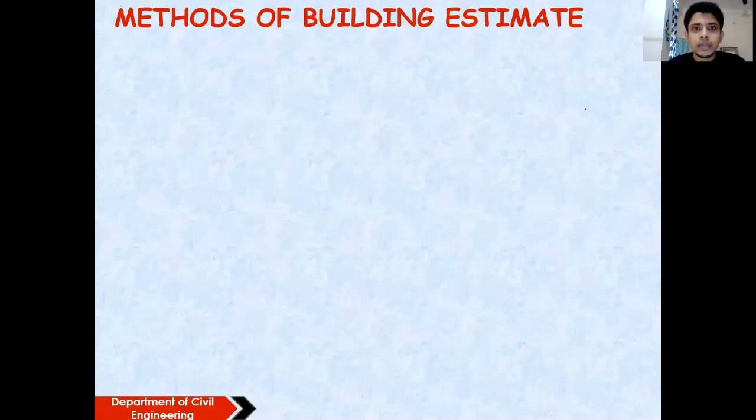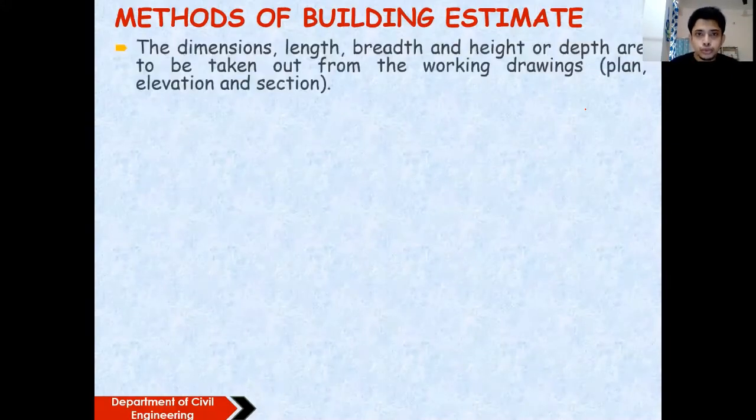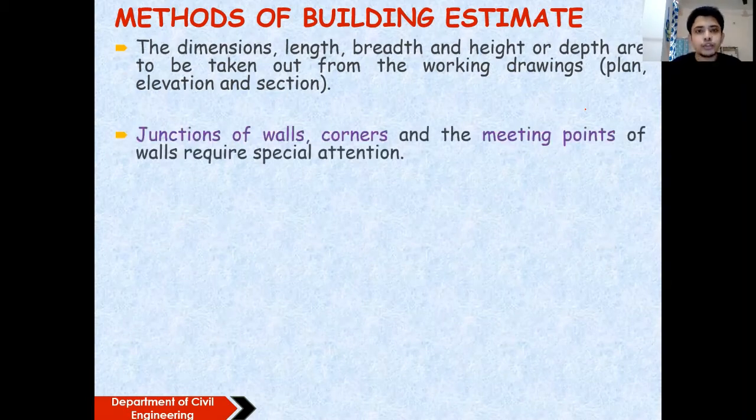Hello everyone. Let's discuss the methods of building estimate. To do a building estimate, we will have to take out the length, breadth and height of different items of work from the drawings. And while doing so, we have to be careful at the junctions of the walls, at the corners and meeting points, because these are the locations where we may make errors.